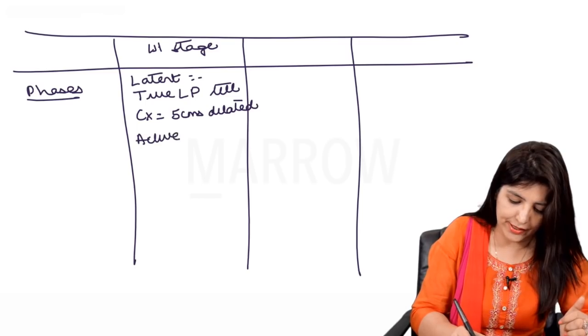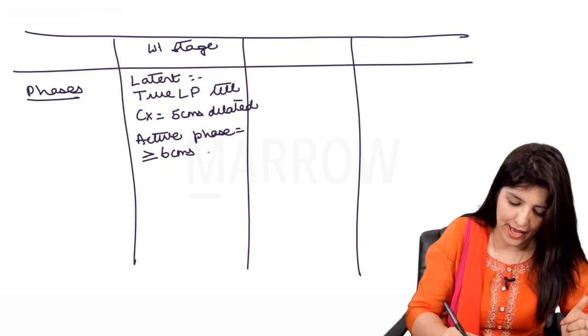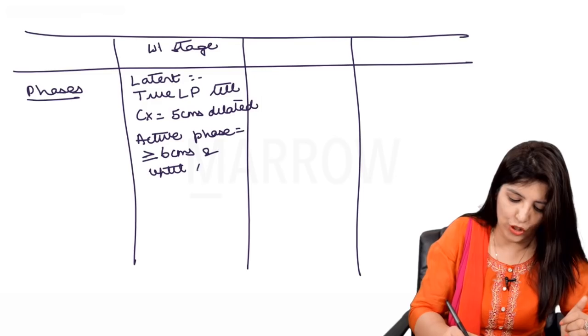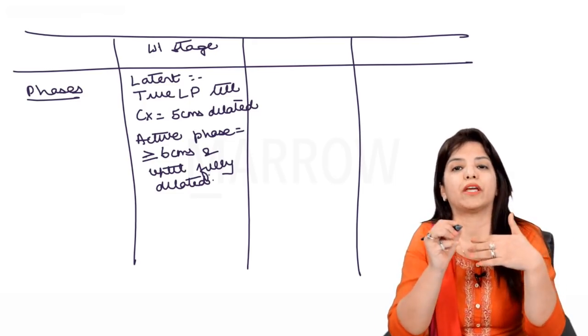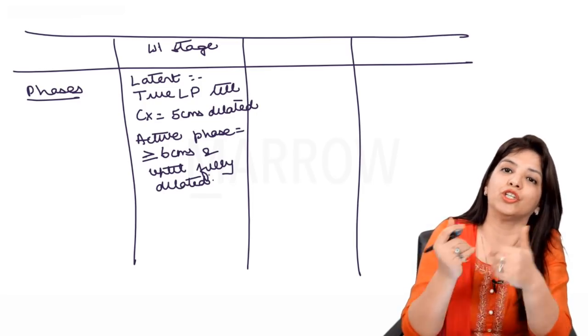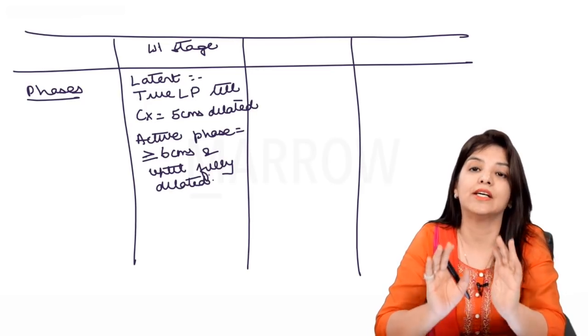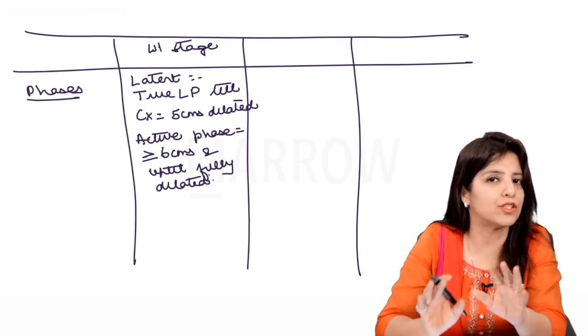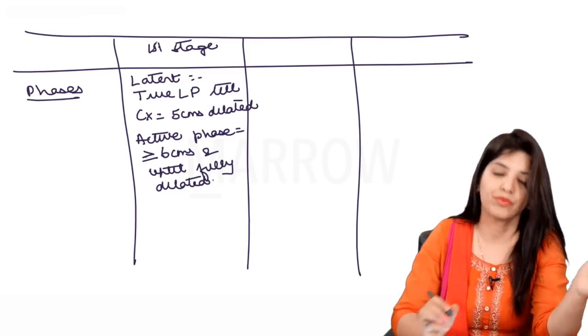And active phase is when the cervix is more than or equal to 6 centimeters dilated and up till it is fully dilated, right? Earlier, it was said that active phase begins at 4 centimeters dilatation. Now, 6 centimeters is the new 4 centimeters. Now, active phase begins at 6 centimeters dilated. It doesn't begin at 4 centimeters dilatation. These are the new definitions, right?